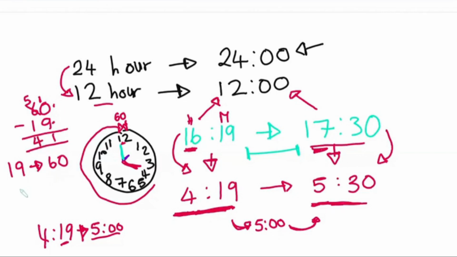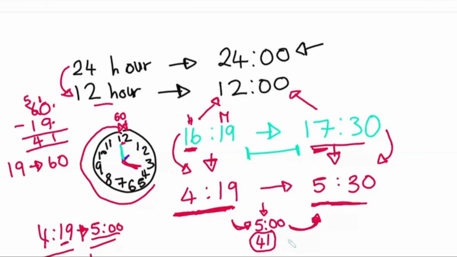So we know that there's 41 minutes between 4:19 and 5 o'clock. So we're going to put 41 here, because it's 41 minutes between 4:19. Remember, I said we were going to jump to the next hour, which is 5 o'clock. So we have 41 minutes here. But we're not yet there. Now we need to jump all the way to 5:30.